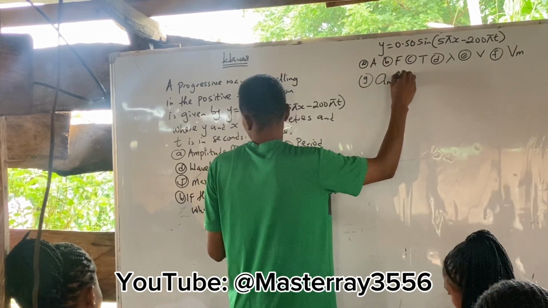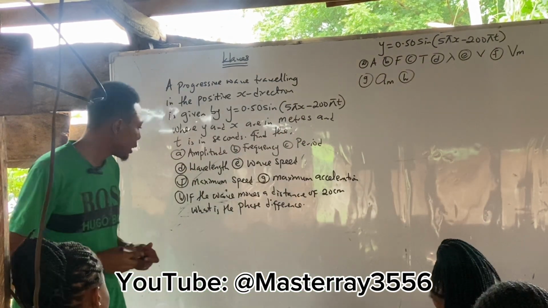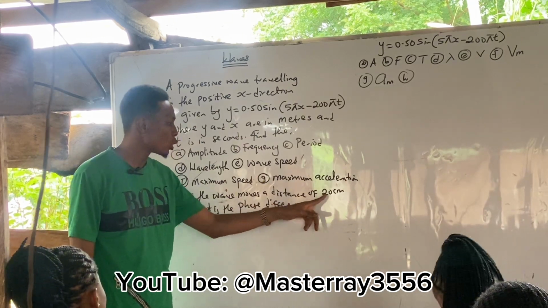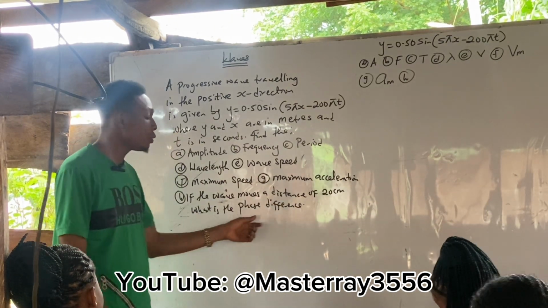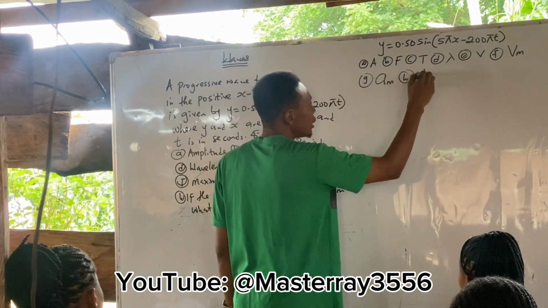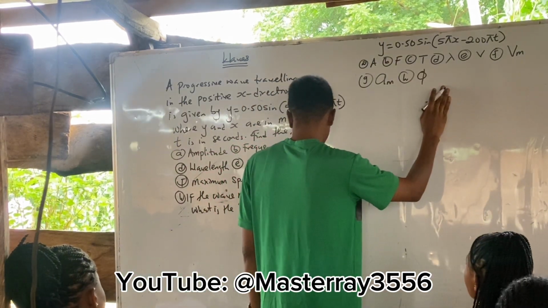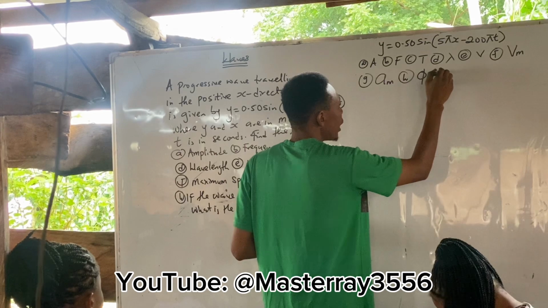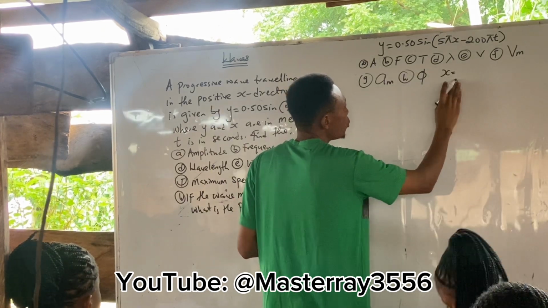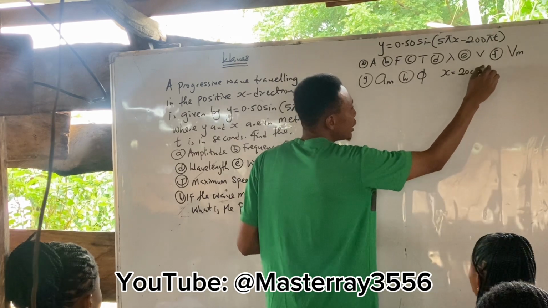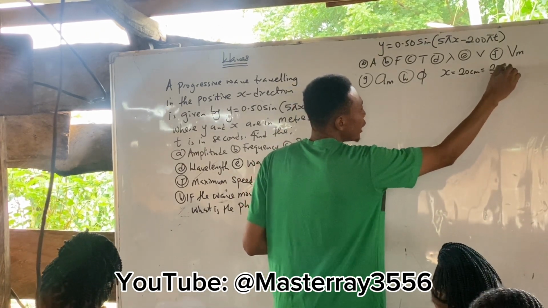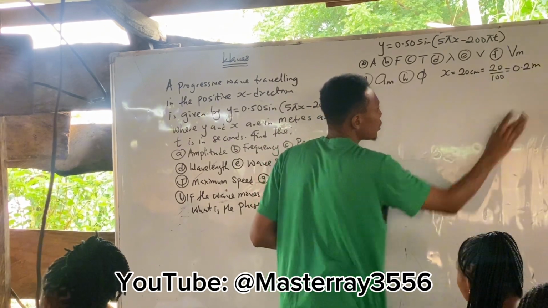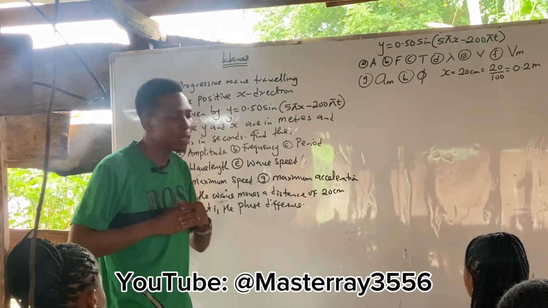Then H. We are now told that if the wave moves a distance of 20 centimeters, what is the phase difference? So we are asked to look for phase difference, but this time around we are given our distance x to be 20 centimeters. That is 20 divided by 100, which is 0.2 meter.